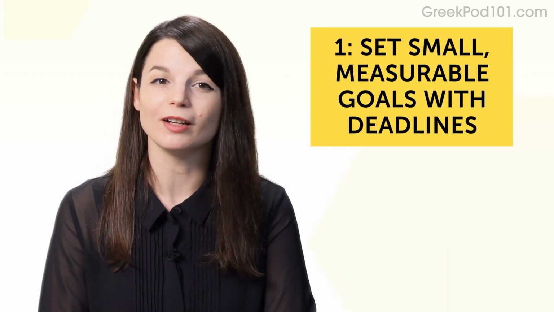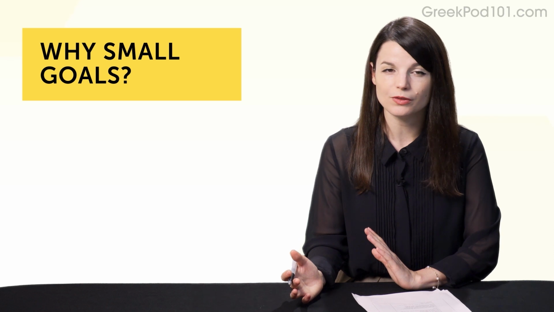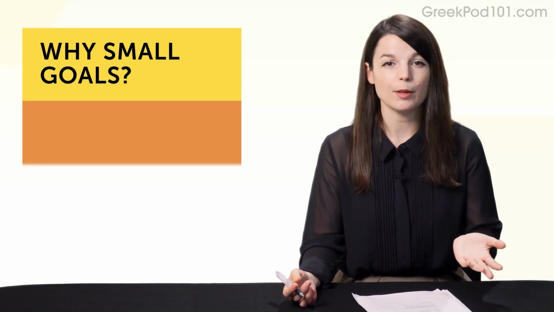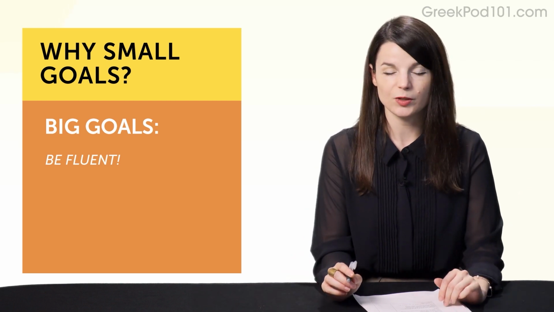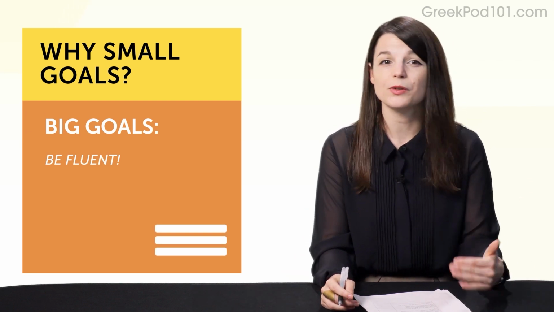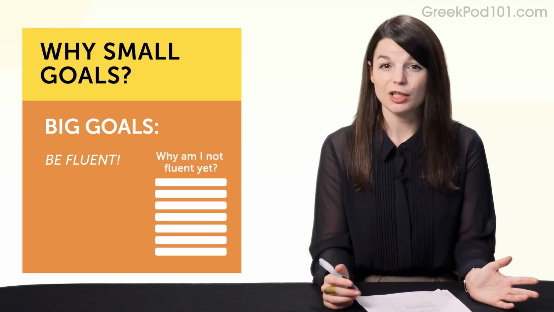Let's start with the first and most important one. Habit number 1, set small, measurable goals with deadlines. Why small goals? Well, say for example, you set big, vague goals, like I want to be fluent someday, and maybe you buy a textbook, you read the first chapter, then you start wondering if you're getting any better. You start worrying you'll never be fluent, and you give up.